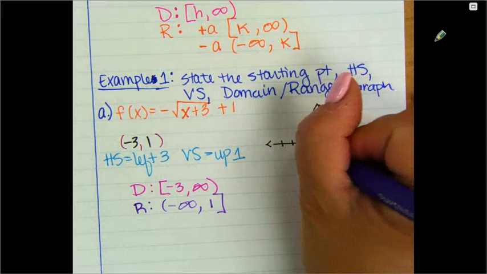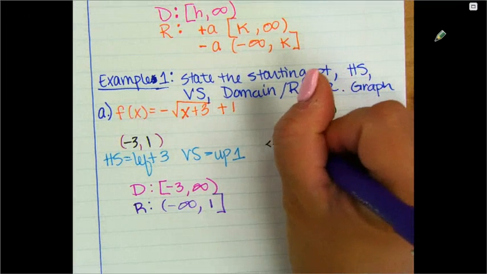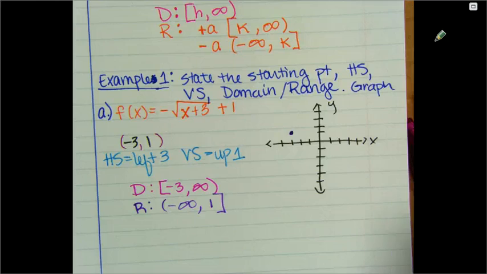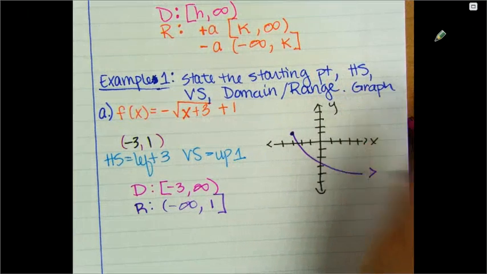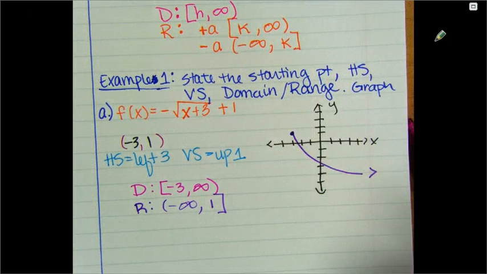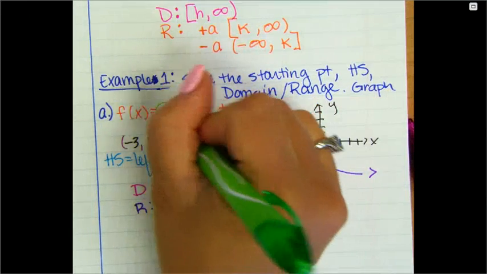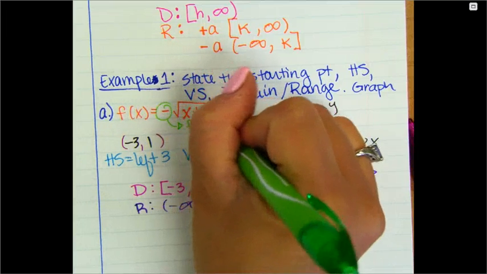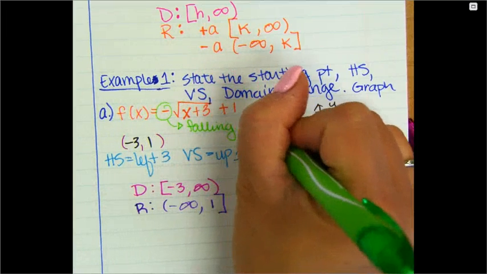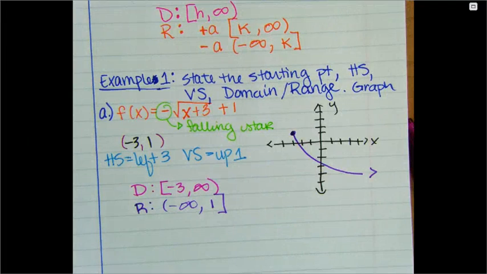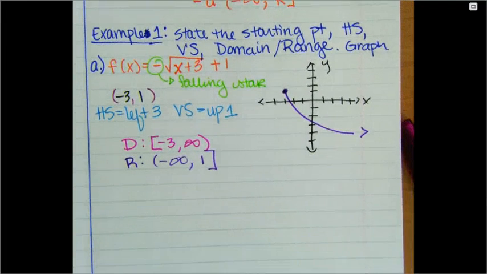We're going to go negative 3, 1, 2, 3, and plus 1, which is here. And it's going to what? It's going to fall. Who had it right? No, some of you did. Good.